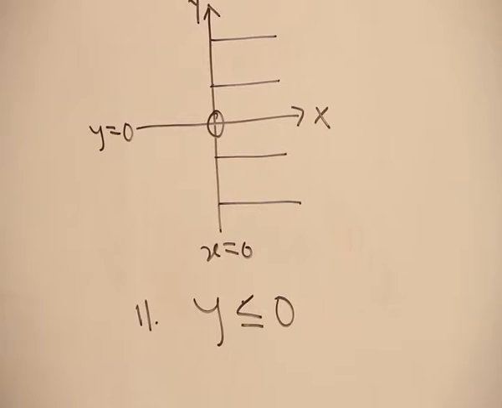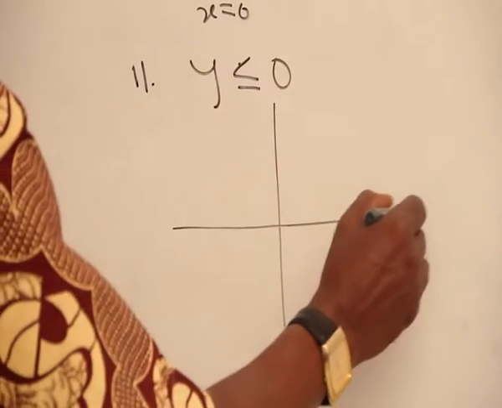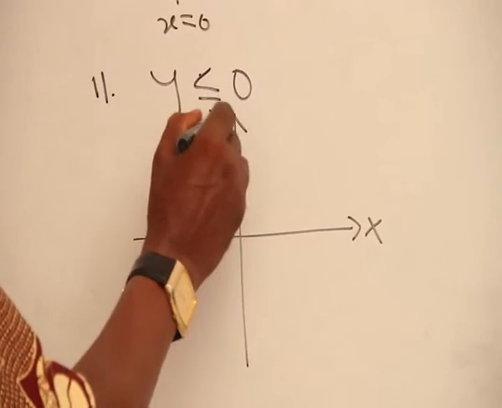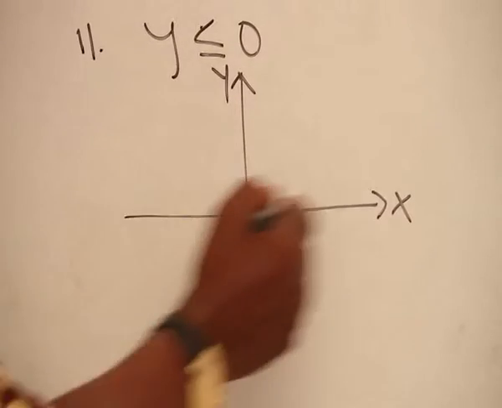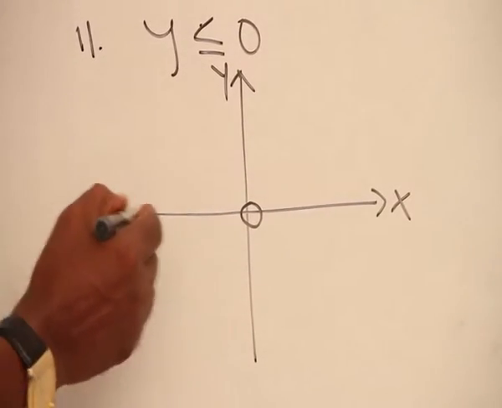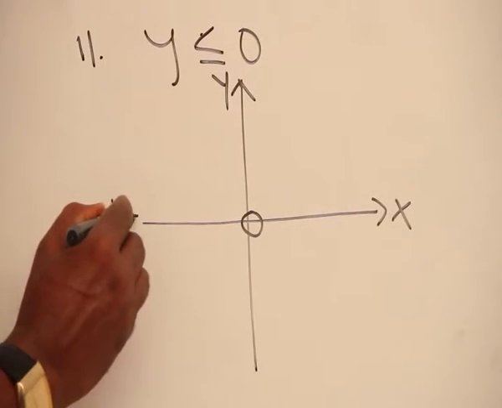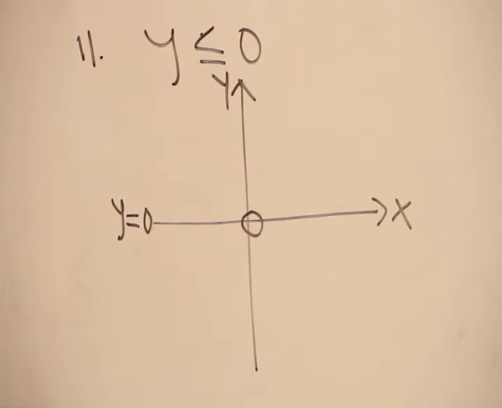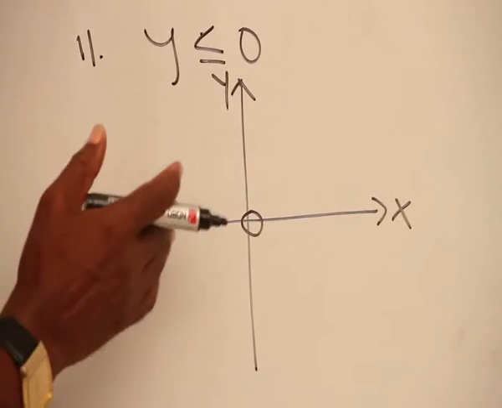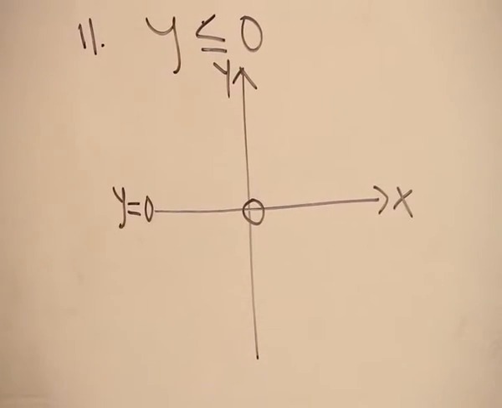So what happens? We will draw the same graph, the x and y axis. This is your x, this is your y, this is your region. We remember we have said that this line is your y equal to 0. This line here is your y equal to 0. That's the equation of the horizontal line, the x-axis. So in other words, they are asking for y less than or equal to 0.